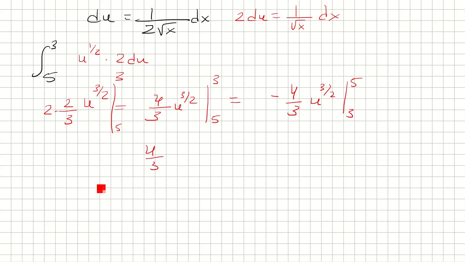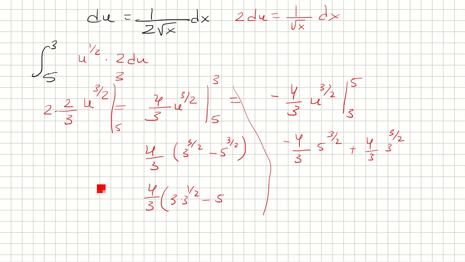So here you plug in 3, you have 3 to the 3/2 minus 5 to the 3/2. This one you would have negative 4/3, 5 to the 3/2 plus 4/3, 3 to the 3/2. And then 3 to the 3/2 is just 3 times 3 to the 1/2. And then 5 to the 3/2 is 5 times 5 to the 1/2. So same thing here. So here I can factor out, or we can have 5 times 5 to the 1/2 plus 4/3 times 3 to the 1/2.